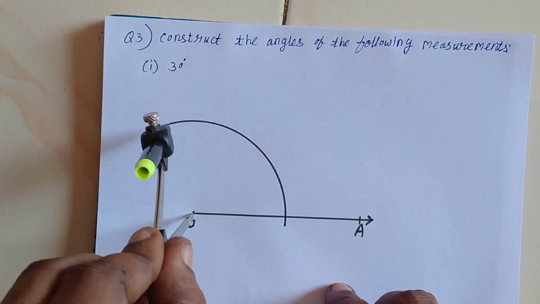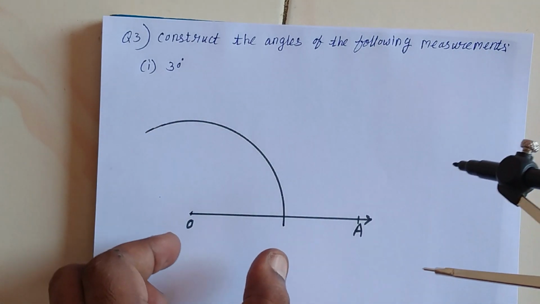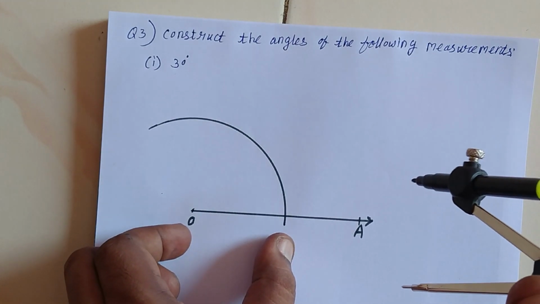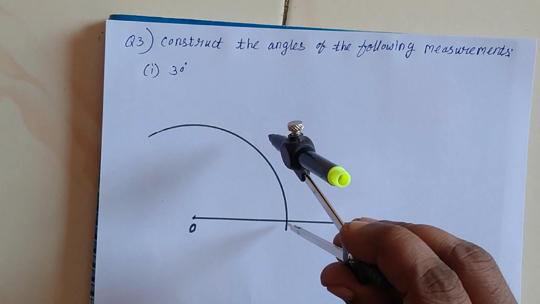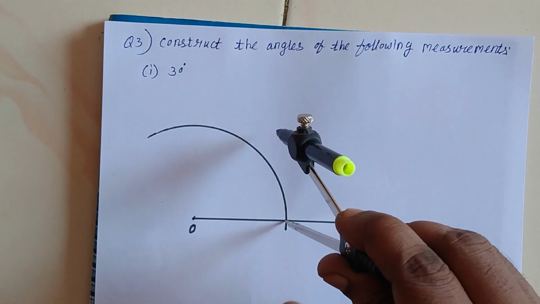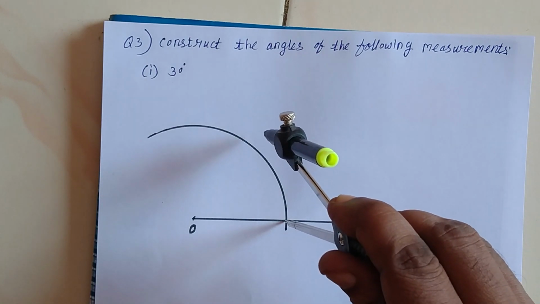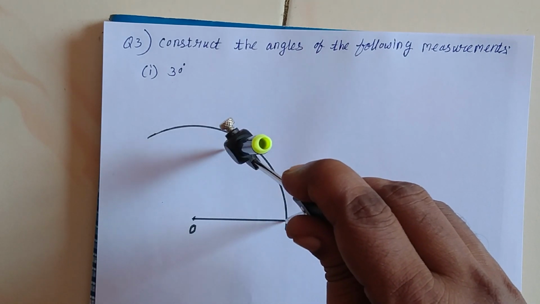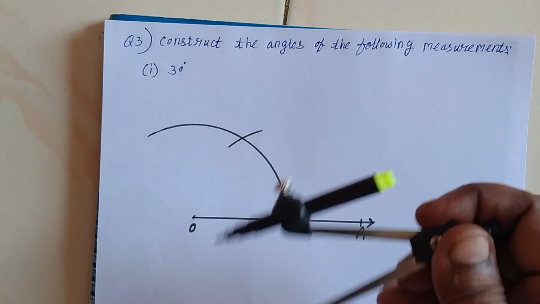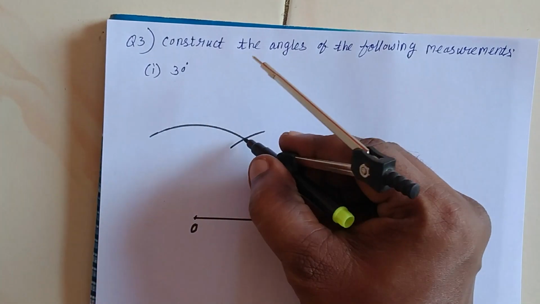Measure arc here. Now what distance you have taken to draw this arc from O? Okay, that same distance you have to take from here, and from this point where the arc and the base line is intersecting, you have to draw the arc like this. Okay, now this is nothing but 30 degree. This point means this angle.